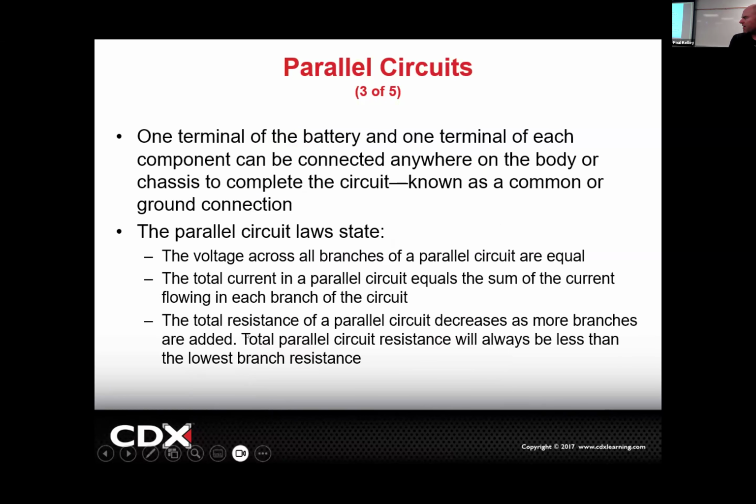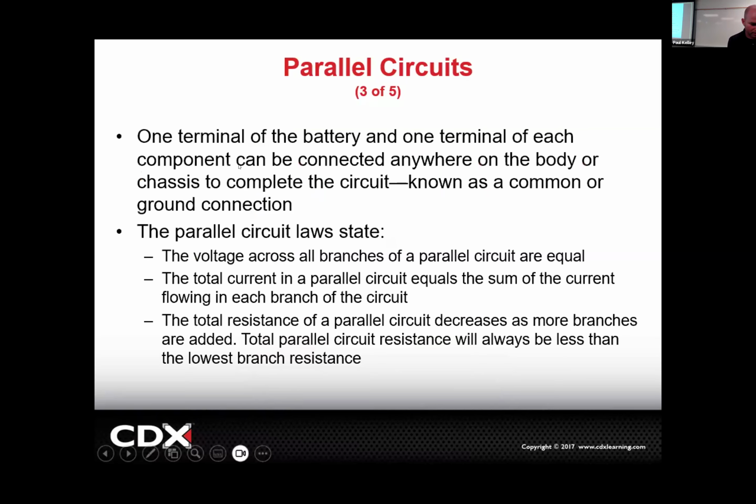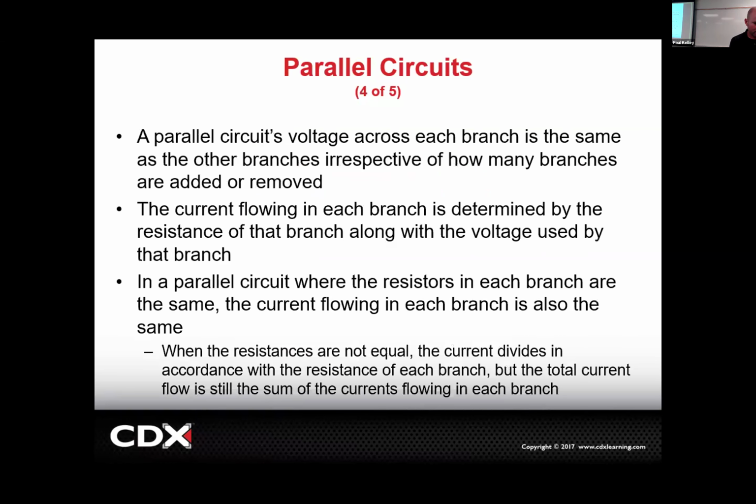Then it's saying here, every time you add a new branch, that's going to lower the actual total resistance. You add branches, this is going to keep going up and up and up in how many amps it flows, because overall, it's having less and less resistance. Kind of different, right? So the total parallel circuit resistance will always be less than the lowest branch because you're giving it more pathways, so it's easier for the electrons to flow when you keep opening up a new branch. Kind of fun.